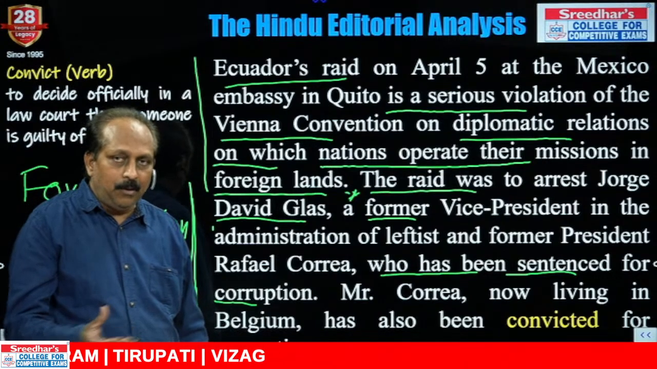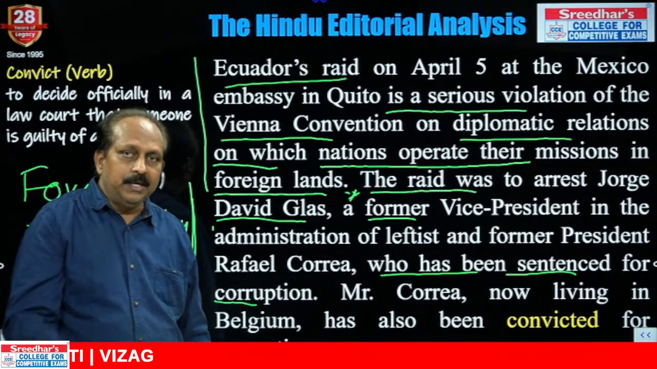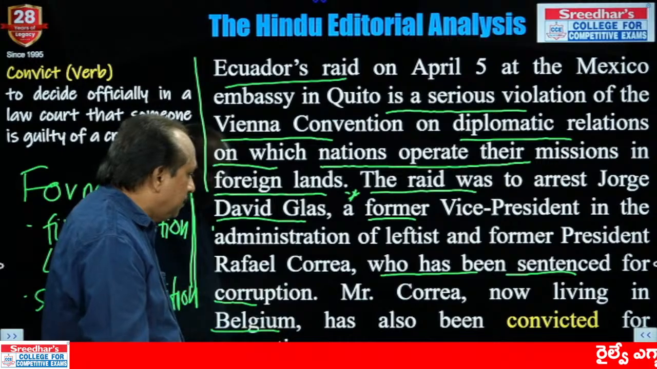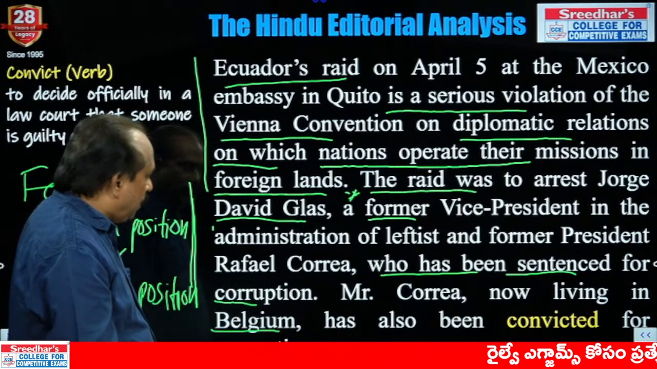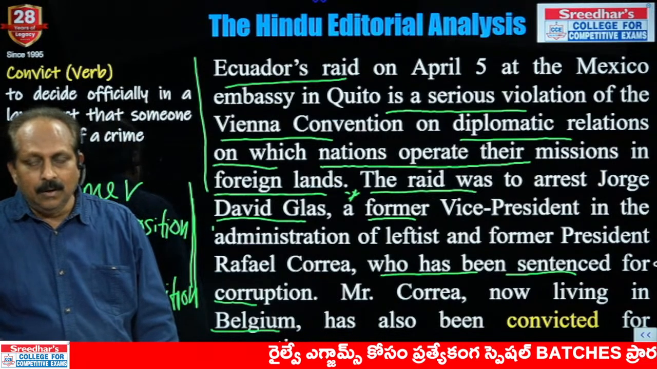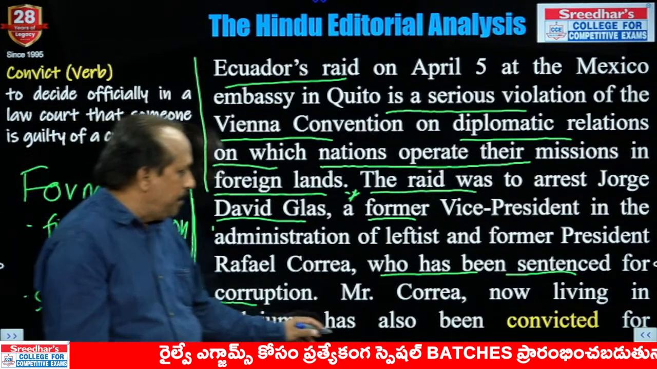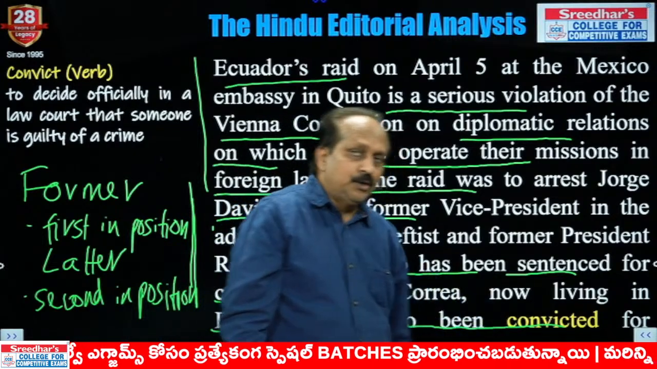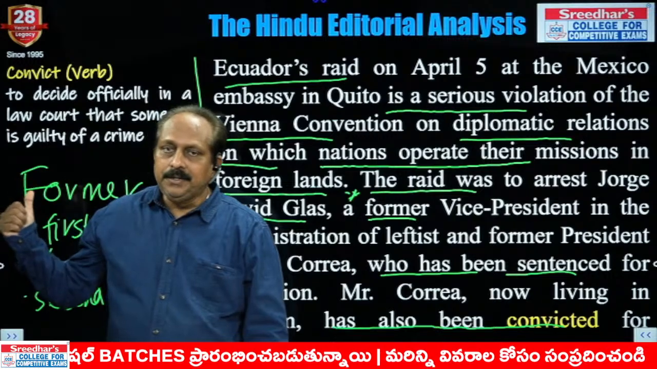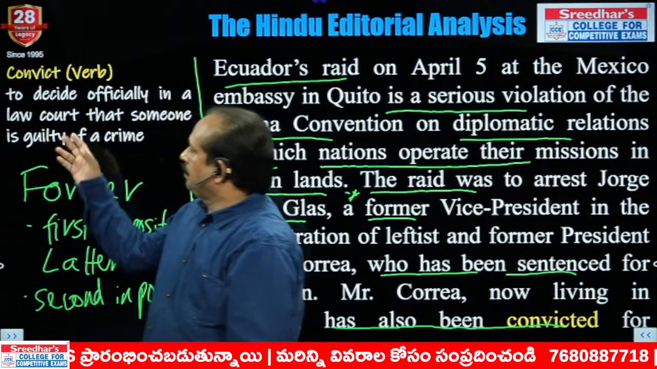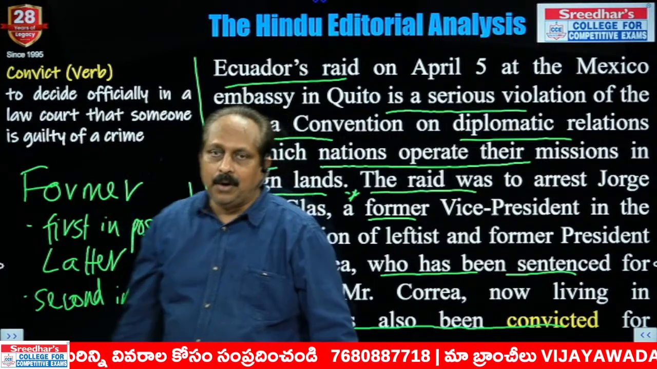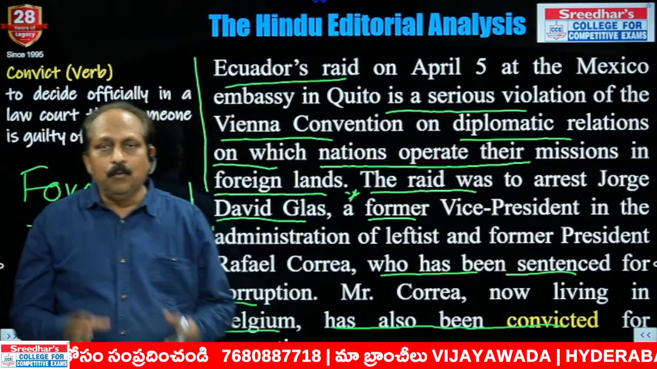And the reason behind also we'll come to know when we go down the editorial. And Mr. Correa, now living in Belgium, has also been convicted for corruption charges. The former president has also been convicted. This is also in passive voice, present perfect passive voice. And convicted means to decide officially in a law court that someone is guilty of a crime. Last time also I gave a word map.